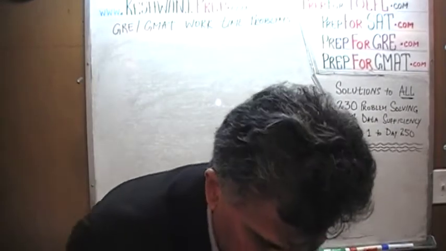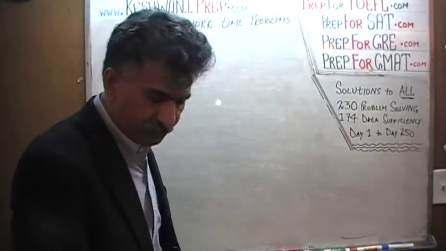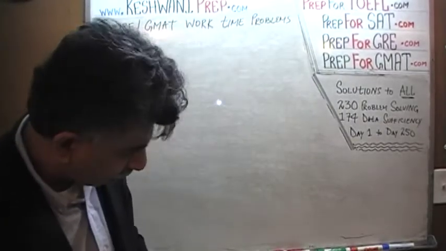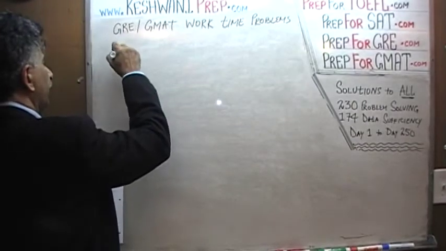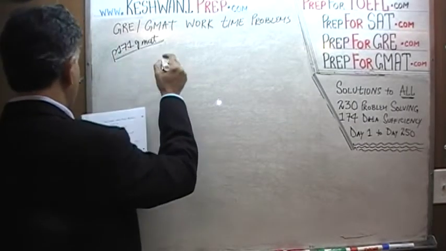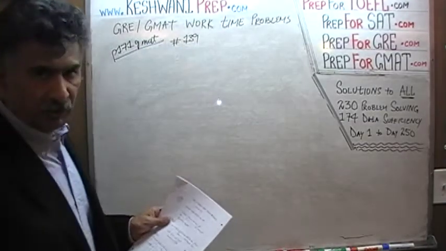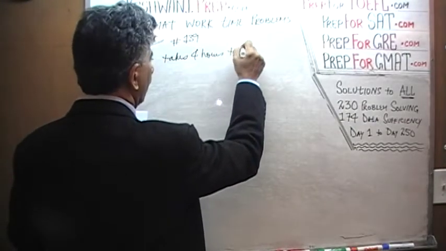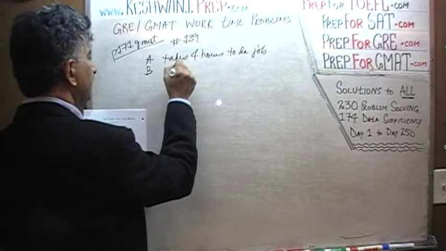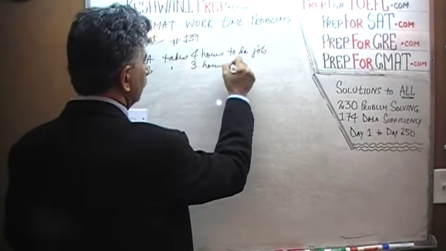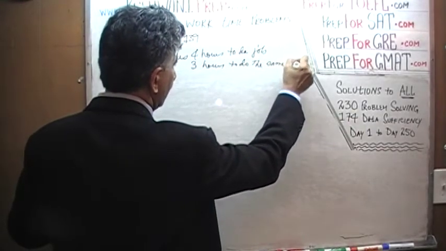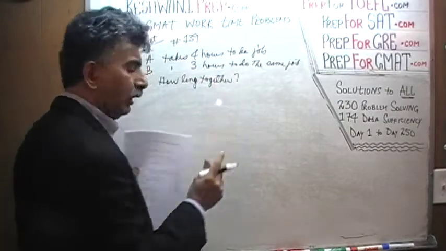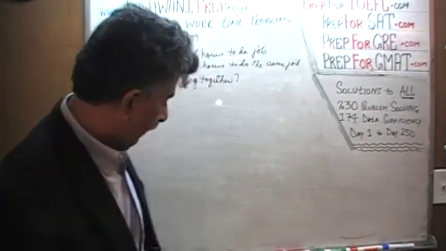The very first problem that I have in my hand here appeared in the GMAT, in the book that I just showed you, the GMAT Review, the official guide, 13th edition. It is on page 171, problem number 139. This is what it says. A takes 4 hours to do a job. We're also told that B takes 3 hours to do the same job. The question simply is, how long will they take to finish the job if they were working together at their respective paces?